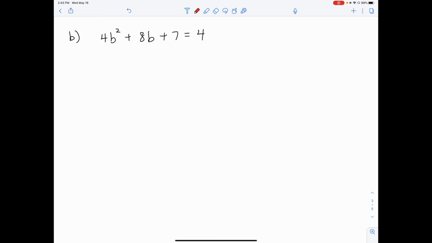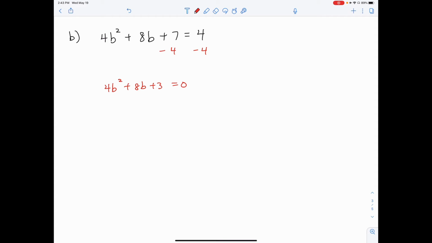So this one here, once again, we can see that we have a quadratic. Again, we need to let it equal 0. So ideally, move the 4 to the left. And to do that, you can subtract 4 from both sides, like so. And if we do that, we would end up getting 4b squared plus 8b plus 3 equal to 0.